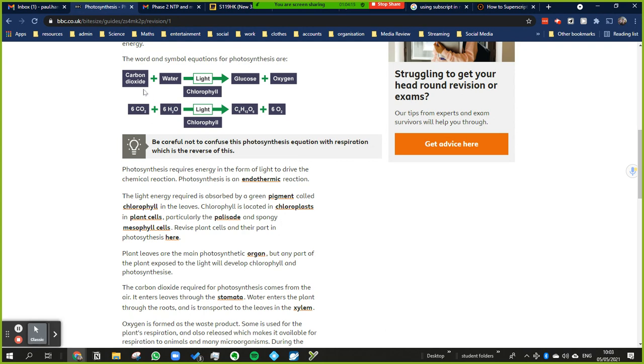So basically this is a chemical reaction saying that carbon dioxide reacts with water to produce glucose and oxygen. This is what happens inside all plants, and only in plants, pretty much.